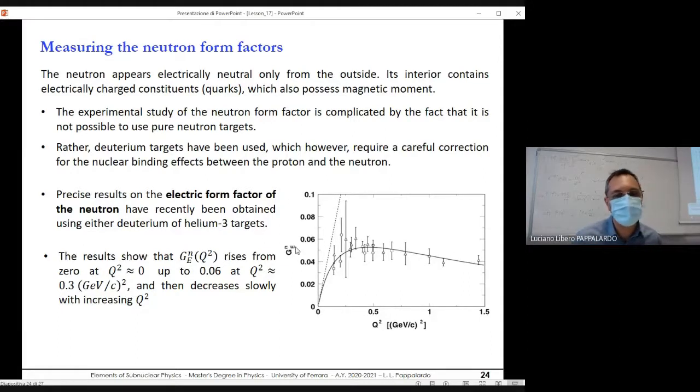In particular, you see here the electric form factor of the neutron. And in fact, when you go down to Q square equals 0, you have to obtain 0 because the neutron from outside is a neutral object. When you look more into the detail inside, you see that there is indeed a distribution here, which rises from 0 up to something like 0.5, 0.6 at a Q square of 0.3 GeV, and then slowly decreases. So we also have measurements of form factors for the neutrons, not only for the protons.